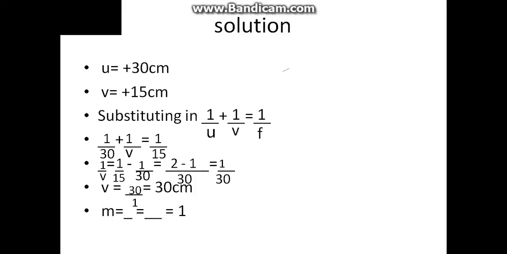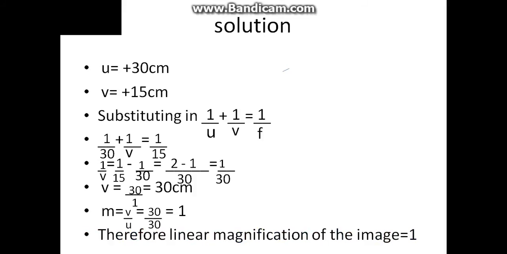Linear magnification m is equal to image distance v over object distance u, which is equal to 30 over 30, which is equal to 1. Therefore, the linear magnification of the image is equal to 1.